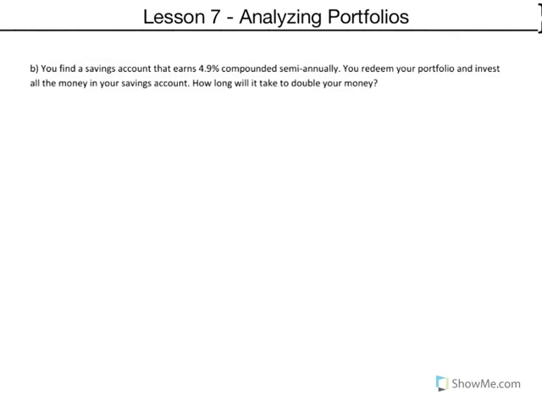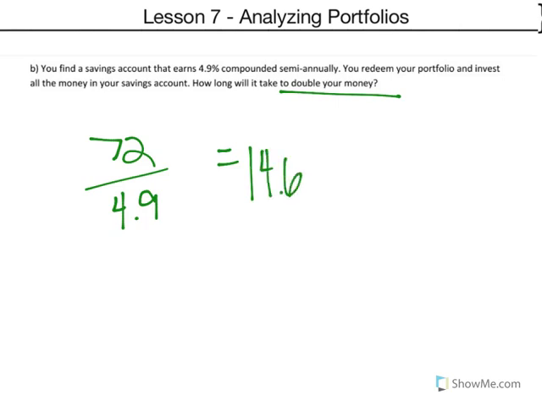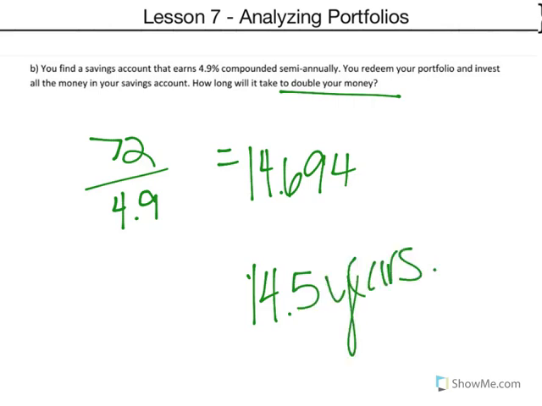Okay, question B. You find a savings account that earns 4.9% compounded semi-annually. You redeem your portfolio and invest all the money in your savings account. How long will it take you to double your money? So it's the rule of 72. Anytime you see something is being doubled, you take 72 and divide it by 4.9, the percent, and you get 14.694, so roughly 14 and a half years to double.